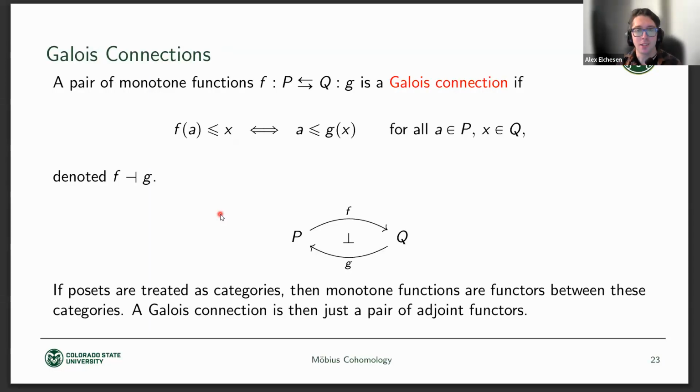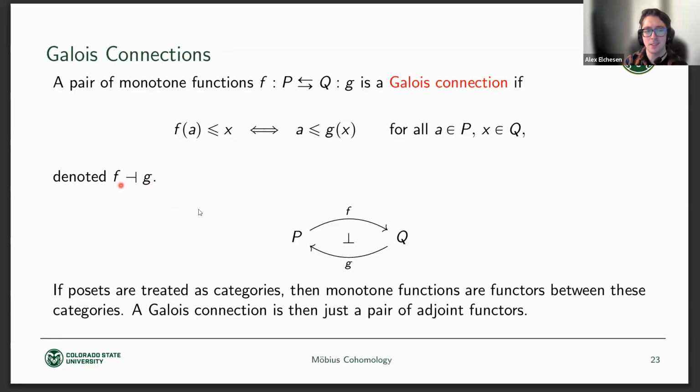So let me talk about Galois connections. A Galois connection is a pair of monotone functions between posets. So you have F going from P to Q, and G going from Q to P. It's a Galois connection if the following holds: for every A in P and X in Q, F of A is less than or equal to X if and only if A is less than or equal to G of X. We'll denote it by F turnstile G.